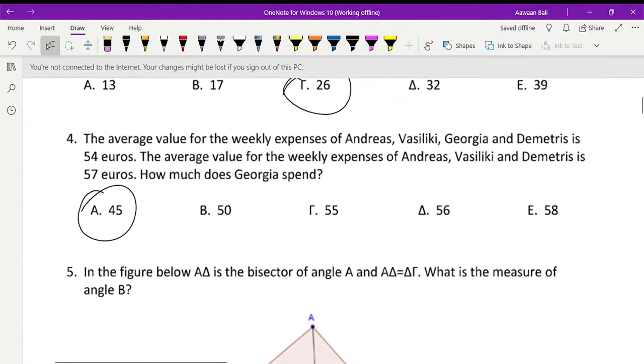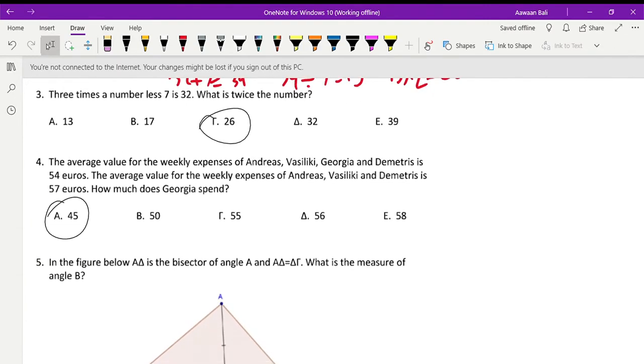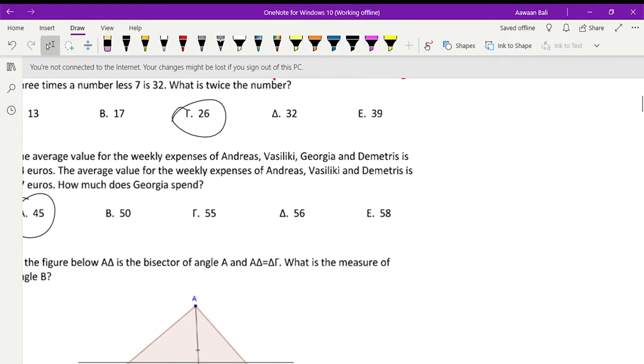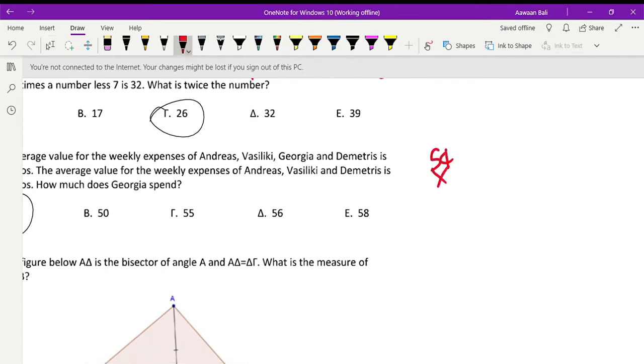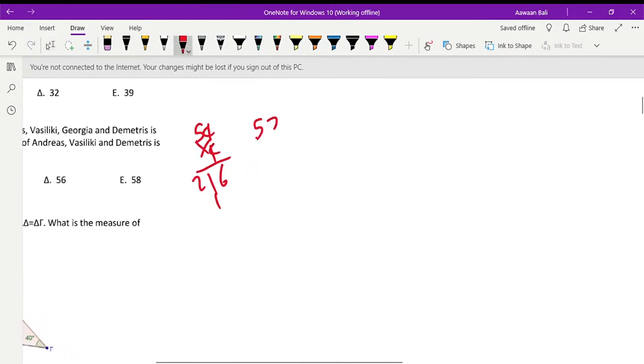The average value for the weekly expenses of Andreas, Vasiliki, Georgia, and Dimitris is 54 euros. The average value for the weekly expenses of Andreas, Vasiliki, and Dimitris is 57 euros. How much does Georgia spend? Okay, so to find this, first we have to find the sum for both. So for the first part, we have 4 people and there's 54 euros. So 54 times 4 is 216. Now then we have 3 people where the average is 57 euros.